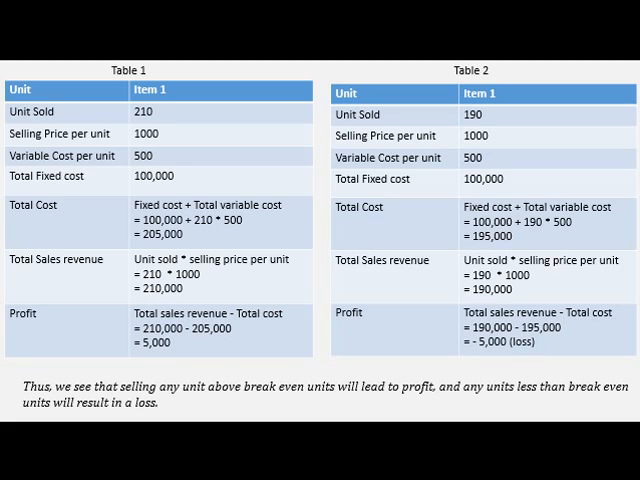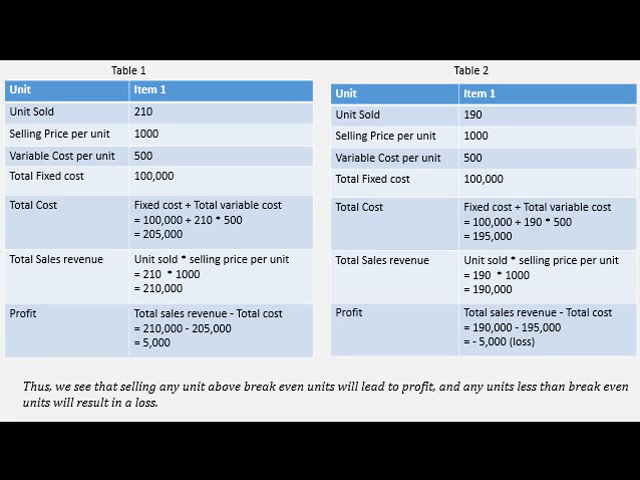Whereas in table 2, when the unit sold is 190, and with all other cost combinations, the total cost is calculated as 195,000. The total sales revenue comes out as 190,000, which results in a loss of 5,000. Thus, we see that selling any unit above the break-even unit will lead to profit, and any unit less than break-even unit will result in a loss.